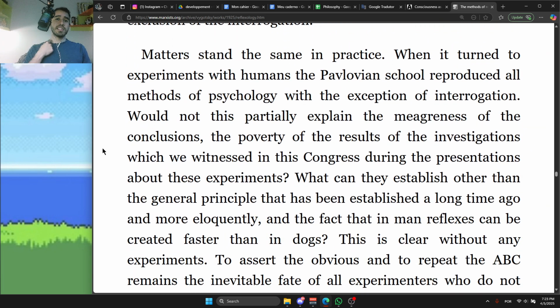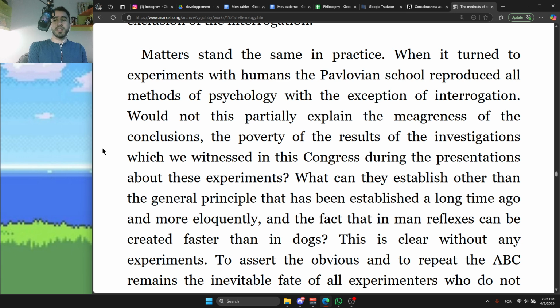Matters stand the same in practice. When it turned to experiments with humans, the Pavlovian school reproduced all methods of psychology with the exception of interrogation. Would not this partially explain the meagerness of the conclusions, the poverty of the results of the investigations which we witness in this Congress during the presentations about these experiments?